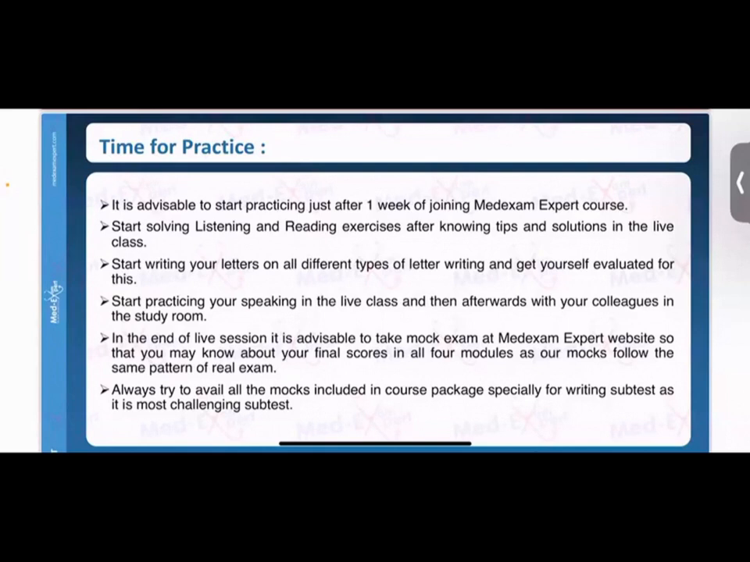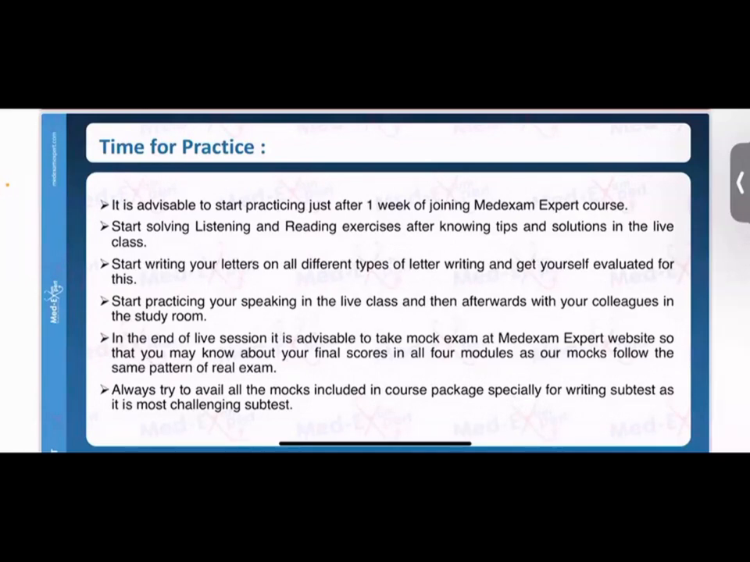So start practicing your speaking in the live class and then afterwards with your colleagues in the study room. The ideal scenario is, because the speaking mentor is there in the live class, you practice your role play card with the speaking mentor. And then after the session is over, you can start practicing with your colleagues who are in the same study room, in the same class.